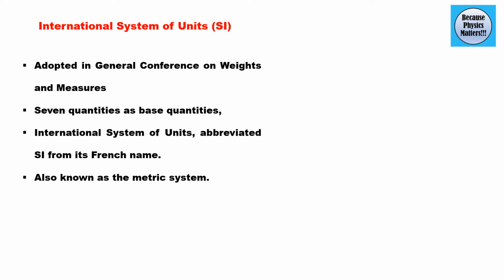So this is the important thing. International system of units, which is also known as SI units or metric system. According to this unit, 7 quantities are adopted as base quantities. Universally, these 7 quantities were adopted, and I will show you which quantities.